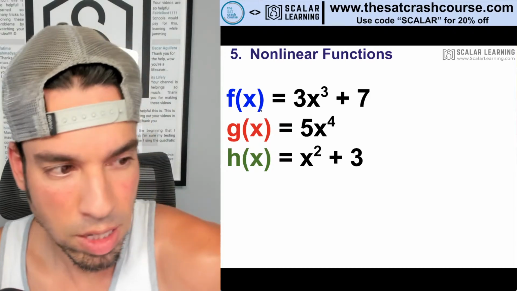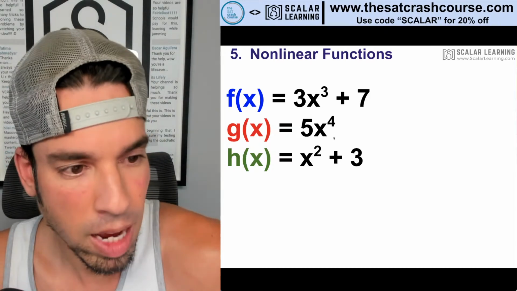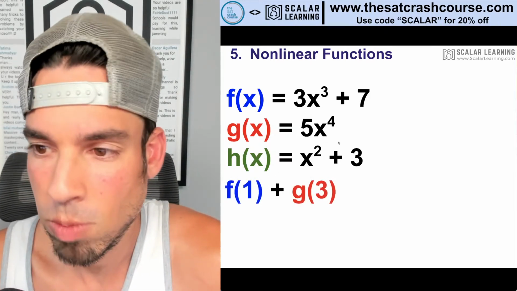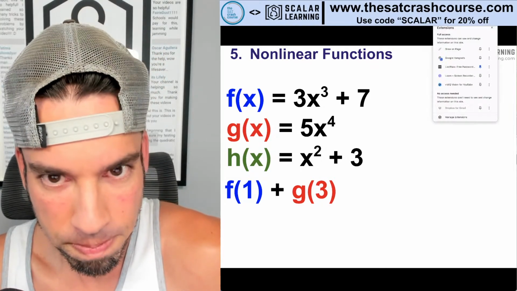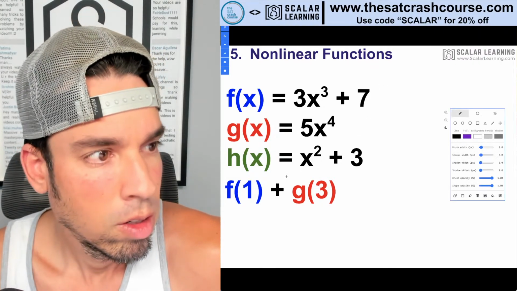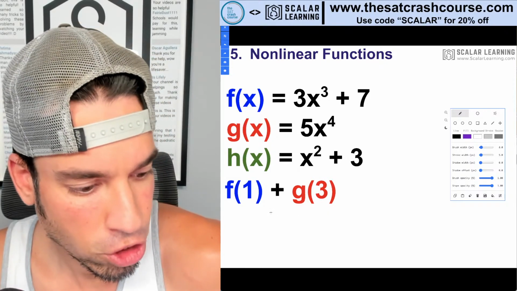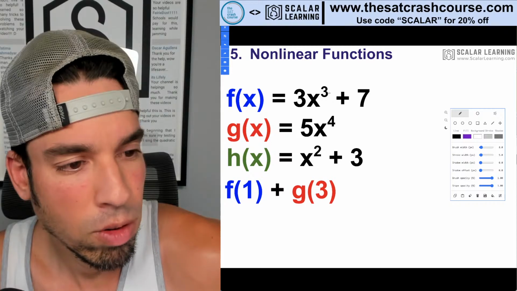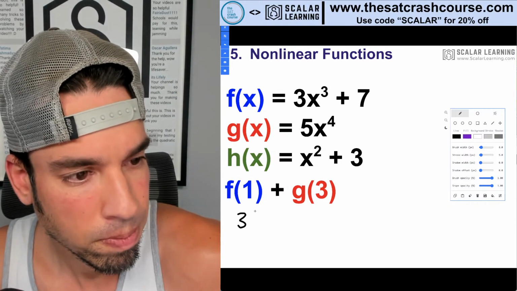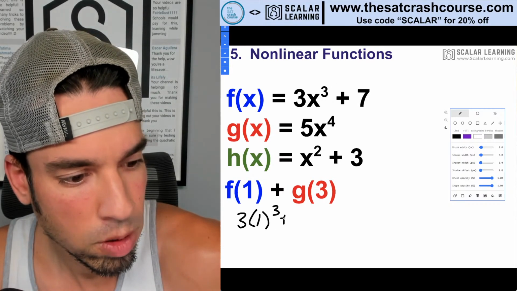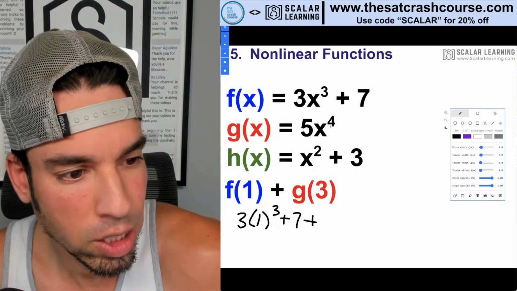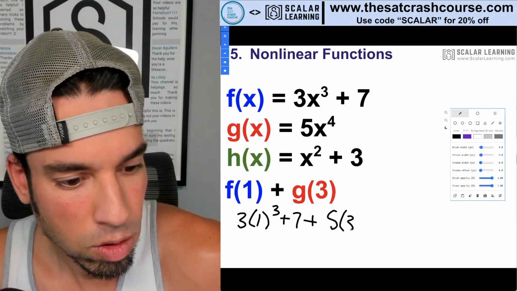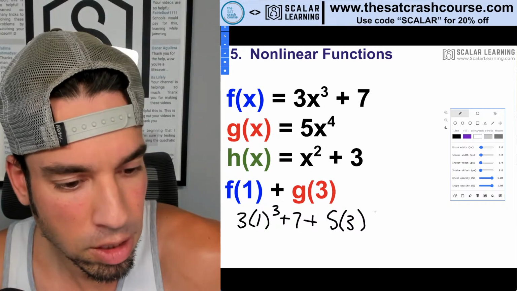So now we have another example of different f, g, and h. And now we're going to talk a little bit about some more detailed function notation. With this function notation right here, we have f of 1 plus g of 3. That means we have to evaluate f of 1 cubed, and we have to add it to g of 3, and g has it to the fourth power.